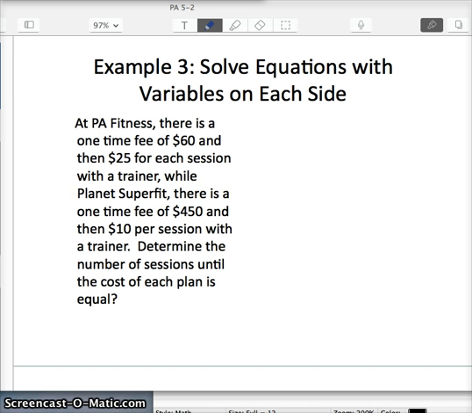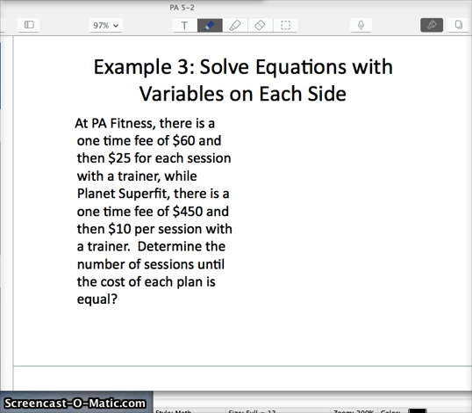Our final example is example 3. We're going to solve the equations with variables on each side. At PA Fitness, there is a one-time fee of $60 and then $25 for each session with a trainer. While at Planet Superfit, there is a one-time fee of $450, then $10 per session with a trainer. Determine the number of sessions until the cost of each plan are equal.